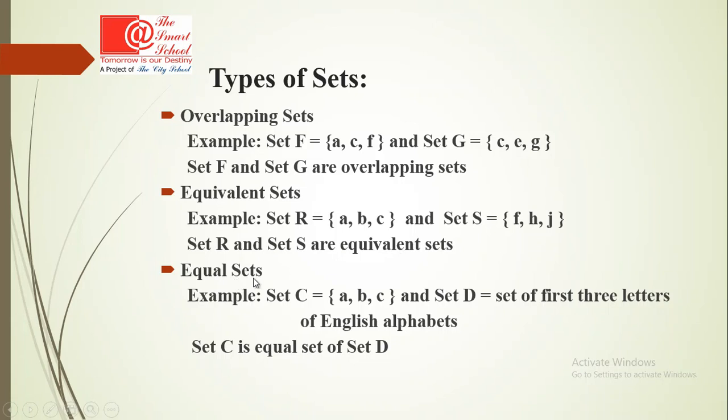Now equal sets, as the word tells, these are exactly equal. For example, set C has elements A, B and C, and set D has the set of first 3 letters of English alphabet. Obviously, first 3 letters are A, B, C. It means it is written in a different way, but the elements are the same. So these are equal sets. So set C is equal to set D.